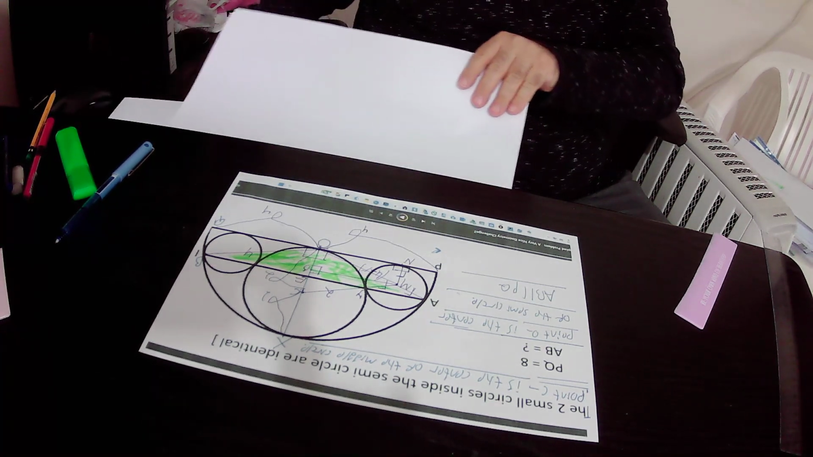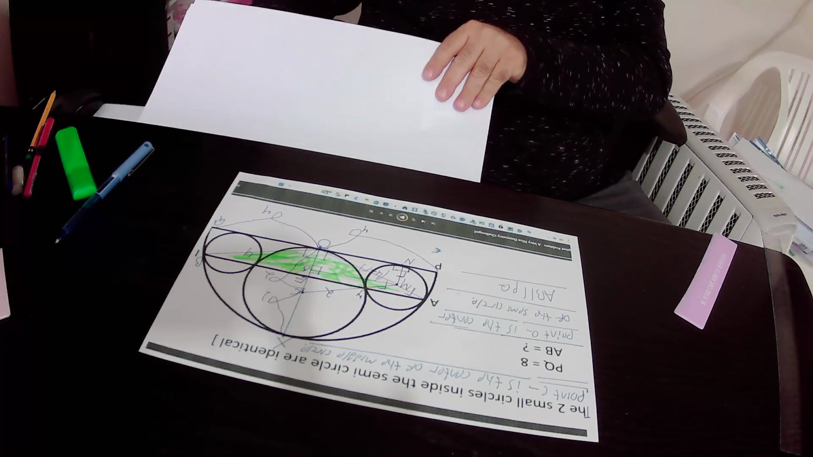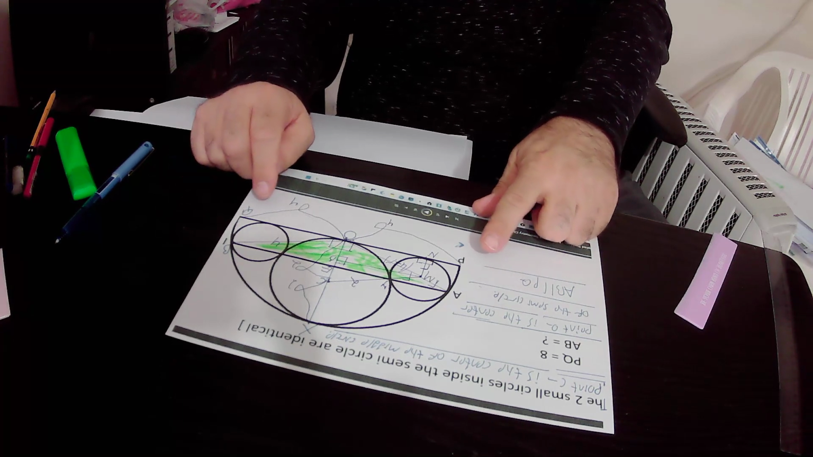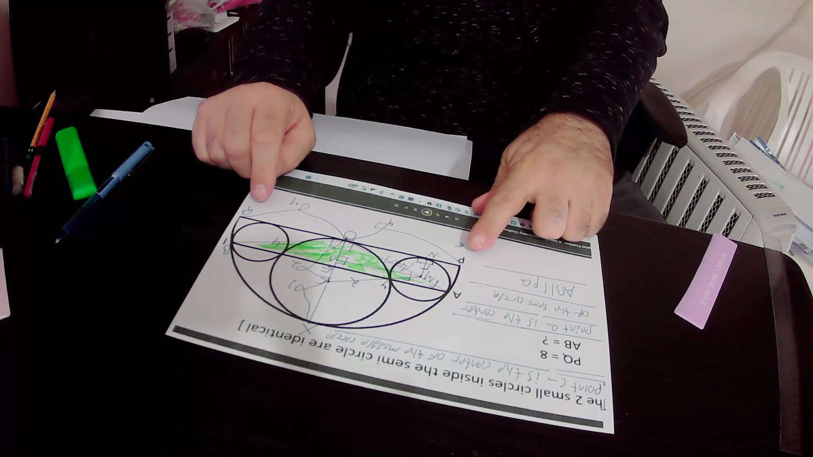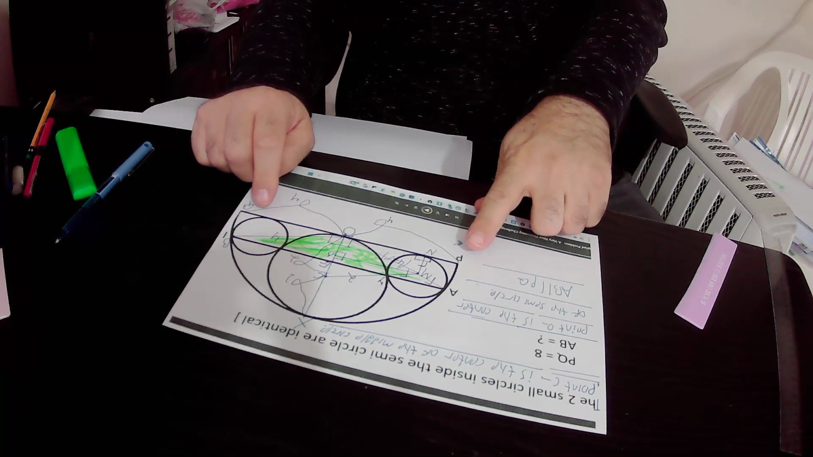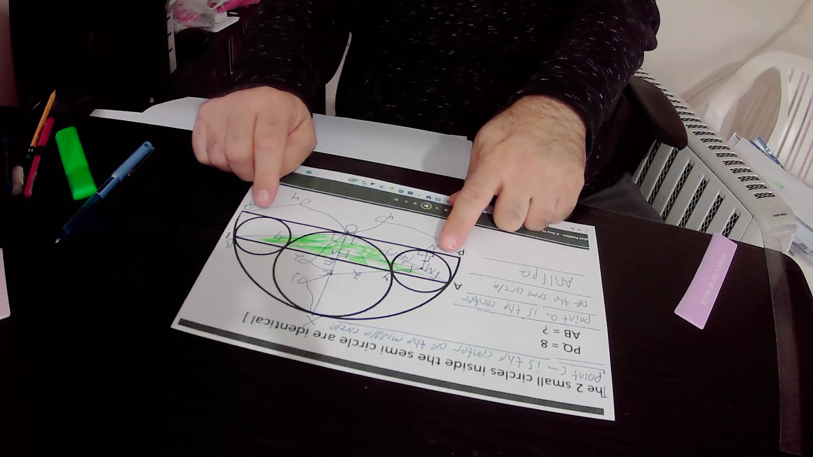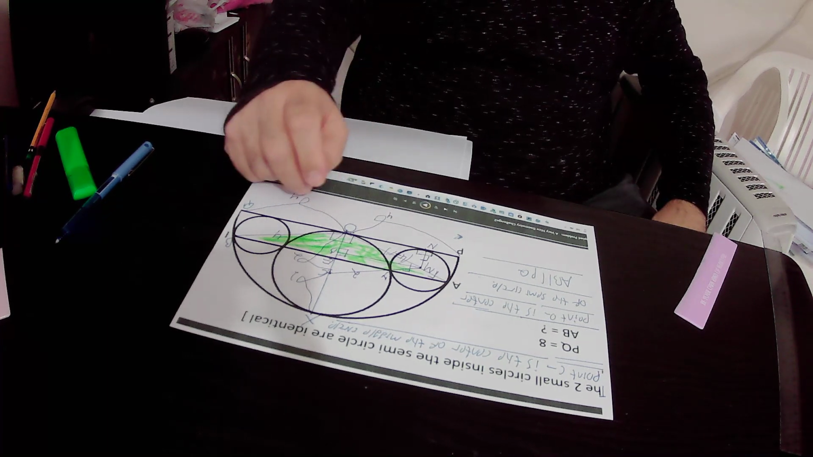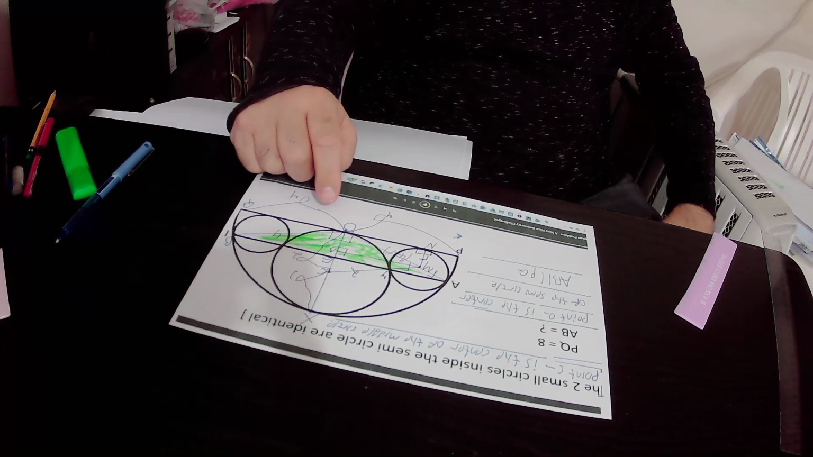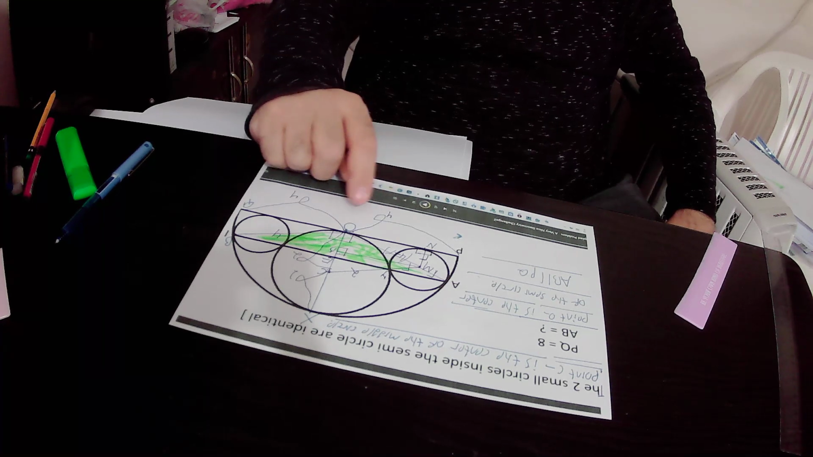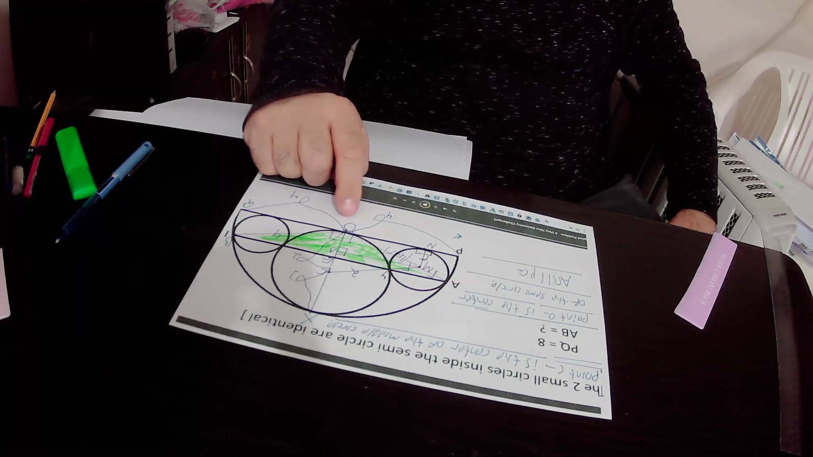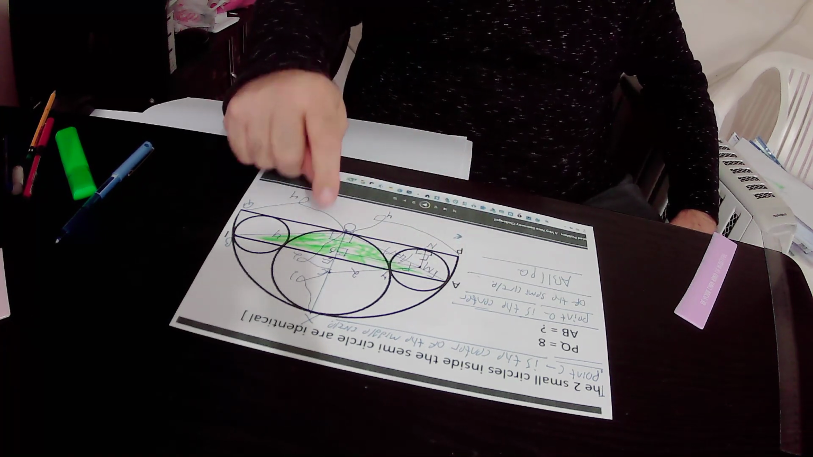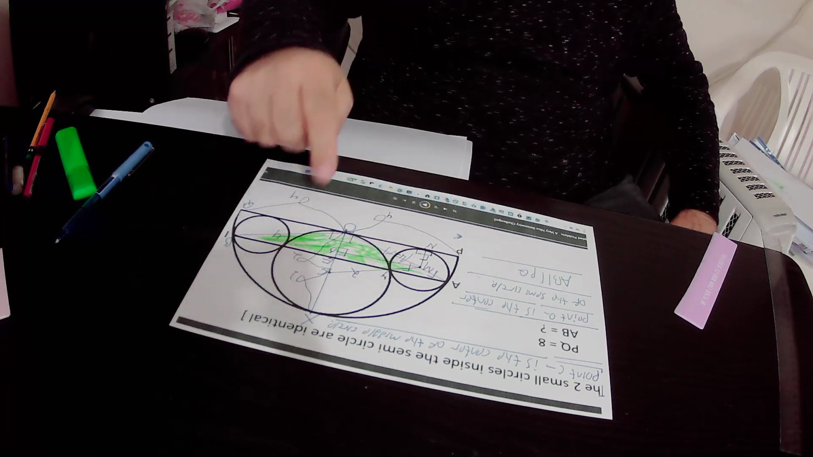And we have here the semicircle, and inside this semicircle we have 2 small circles. Those 2 small circles are identical. In the middle we have the middle circle. This middle circle is perpendicular to the semicircle at point O. Point O is also the center of this semicircle, and point C is the center of the middle circle.